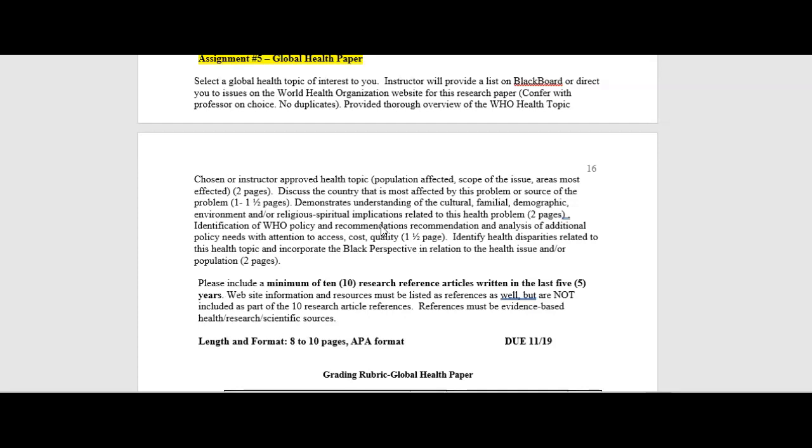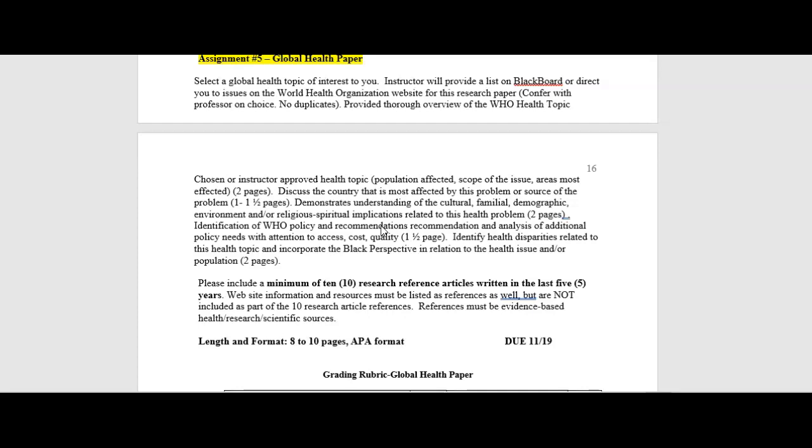Again, I'm going to talk about that again. I want to review it just to make sure you understand. We are going to be talking about the population affected in that country that you select, the scope of the issue in that country, and the areas in that country most affected by COVID-19.